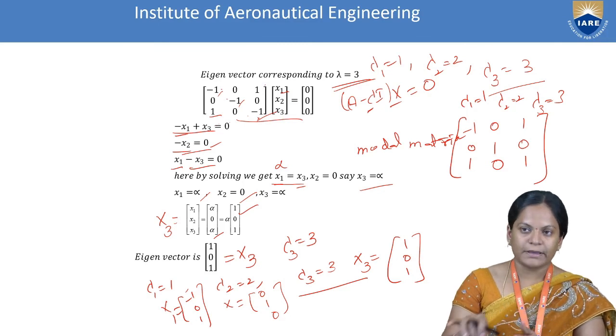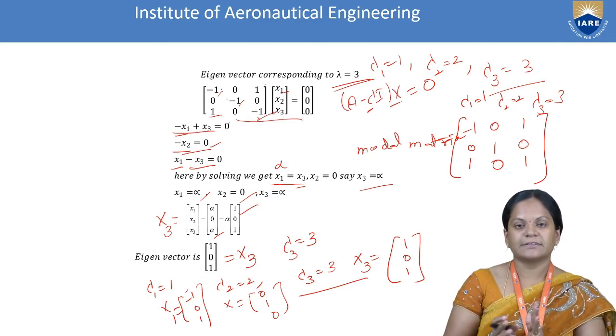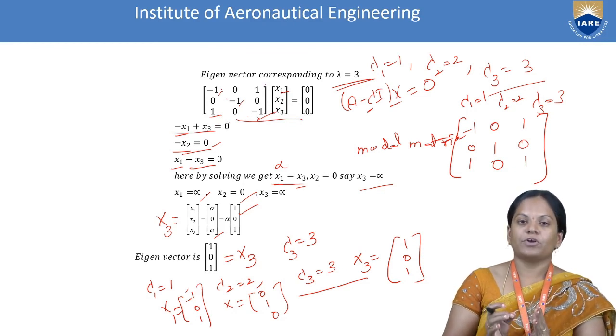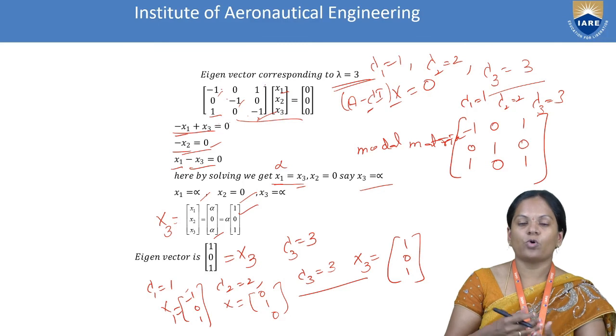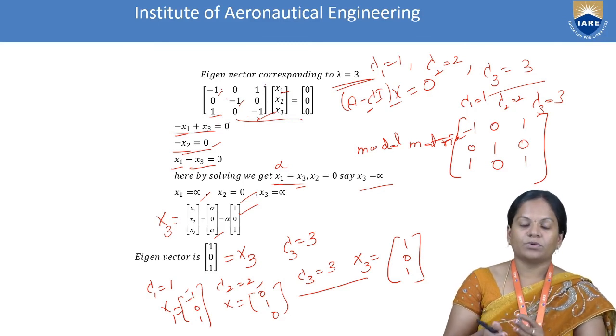So by this we find eigenvalues, and similarly we find eigenvectors using the (A minus lambda I) x equal to 0 form. This is a homogeneous system. A minus lambda I is the characteristic matrix, and x is the unknown matrix, x1, x2, x3, equal to 0. Solve for the unknown values x1, x2, x3. Those are nothing but eigenvectors.